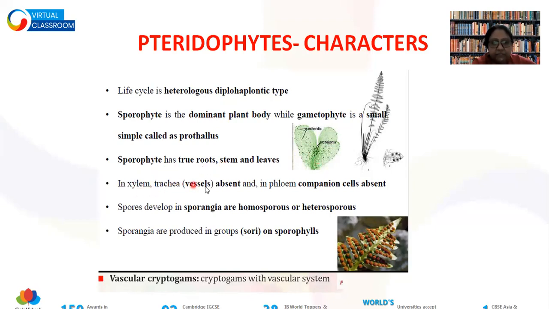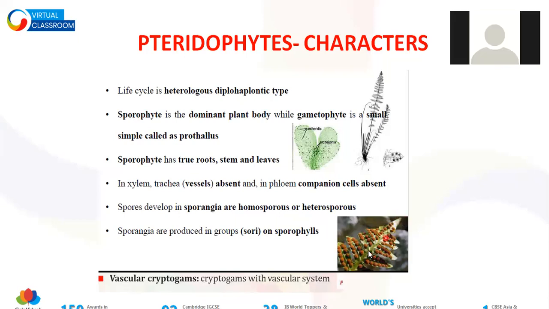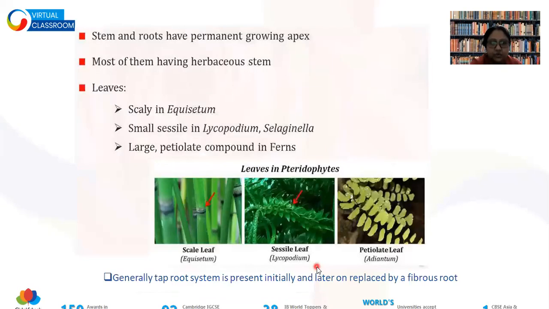In xylem, the vessel is absent, and in phloem, companion cell is absent, but it has xylem and phloem. The sporangium can be homosporous or heterosporous. I told you previously also, if it is homosporous, in that case, you will have similar type of stems, similar type of plant. That means in the same plant you will have male and female both reproductive part. Heterosporous means male gametophyte will be different and female gametophyte will be different. These sporangia are produced in a group which is called sori. Here in this leaf, at the back side of leaf, can you see the round structures? Brown colored. These structures are nothing but the sori. They are the sori.